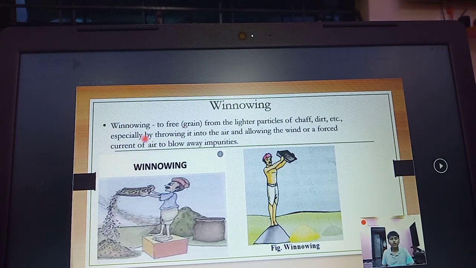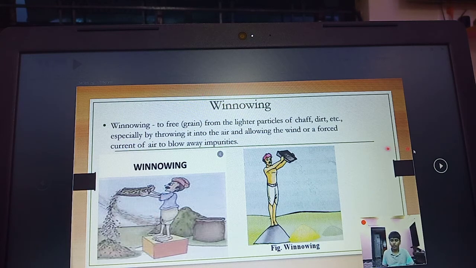Winnowing frees grain from the lighter part of the chaff, dirt, etc., especially by throwing it into the air and allowing the wind or a forced current of air to blow away impurities. Now you can see here the person is throwing the seeds from a height. The grains, being heavy, fall straight, whereas the chaff, which is lighter, blows away and settles at another place.